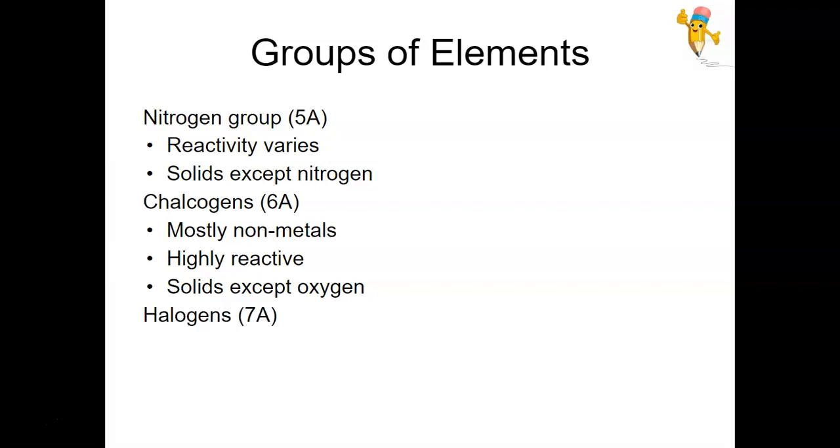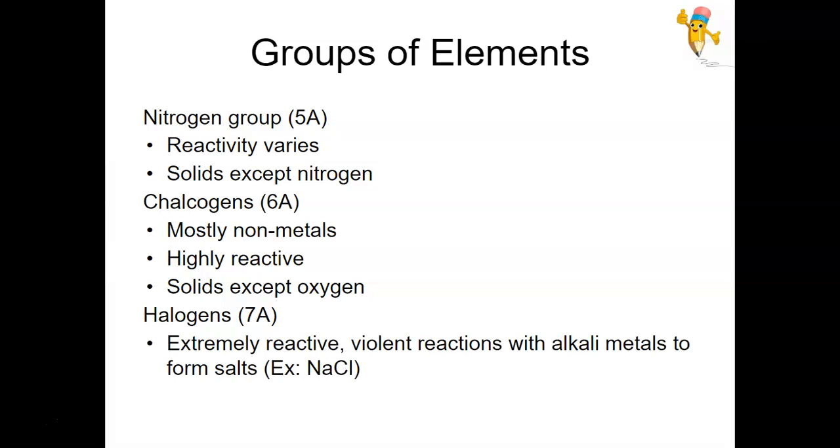Okay, halogen group. They are extremely reactive, which means they are trying to bond with anything and everything. They are like the hose of the periodic table. They are trying to get with anybody who will get with them, okay? Because of this, they react violently with alkali metals to form salts.